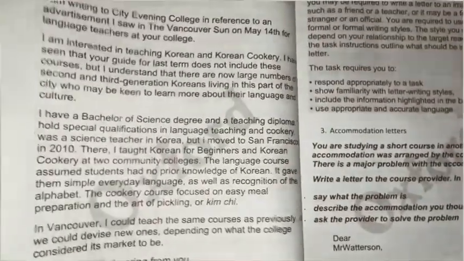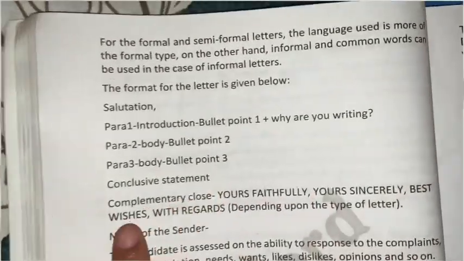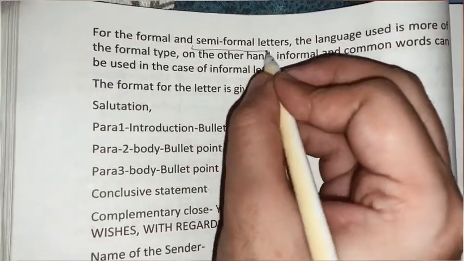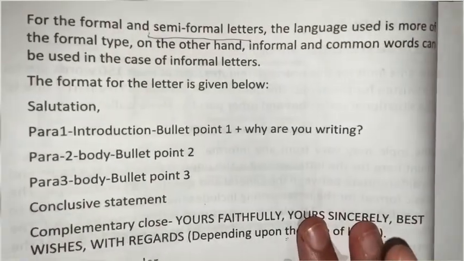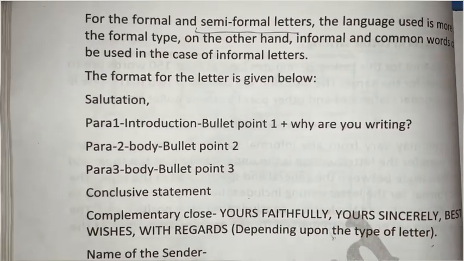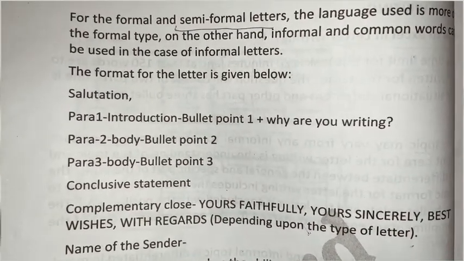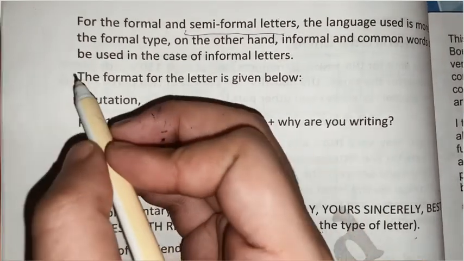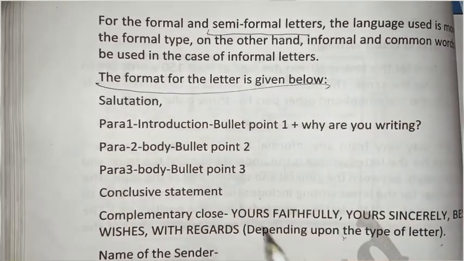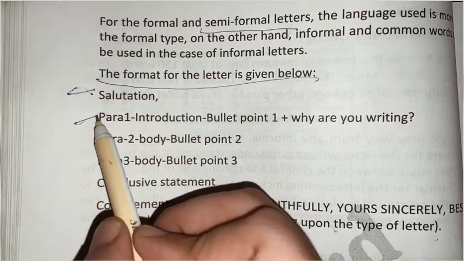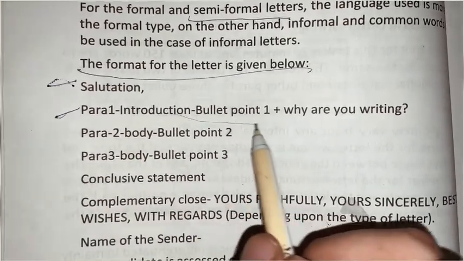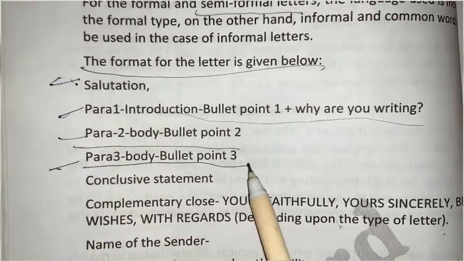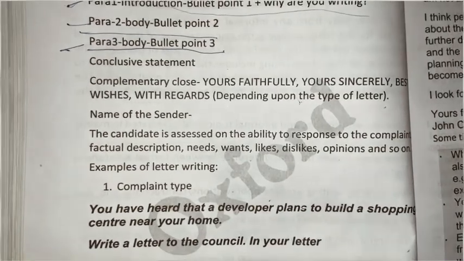Now we are going to discuss the letter. For formal and semi-formal letters, the language used is more of a formal type, and on the other hand, informal and common words can be used in the case of informal letters. The format for the letter is given below. First of all there is the salutation, and after that there is the first paragraph, that is the introduction plus bullet point plus why you are writing. Part 2 is the body, bullet point 2, and paragraph 3 will be body, bullet point 3. After that you will give a concluding statement.